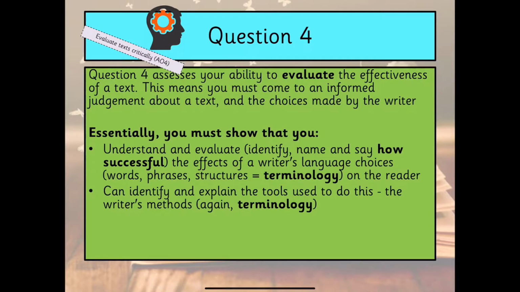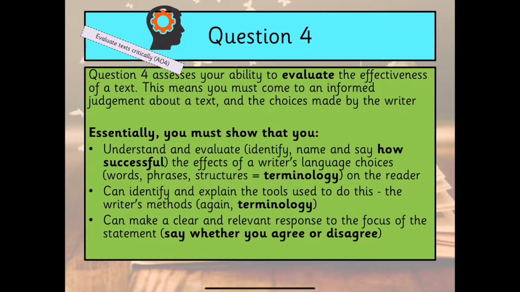You also need to be able to identify and explain the tools the writer has used to do this, the writer's methods. So once more, there's a focus on calling things by their proper name and using terminology. And you have to make a clear and relevant response to the focus of the statement. Say, in short, you have to say whether you agree or disagree.